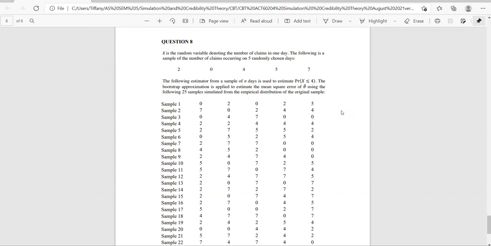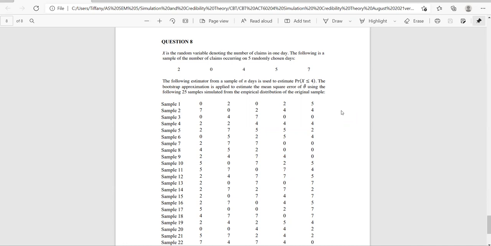Question number 8. It is given that X is the random variable denoting the number of claims in one day. The following is a sample of the number of claims occurring on 5 randomly chosen days, which is 2, 0, 4, 5, and 7. The following estimator from a sample of n days is used to estimate the probability of X less than or equal to 4.